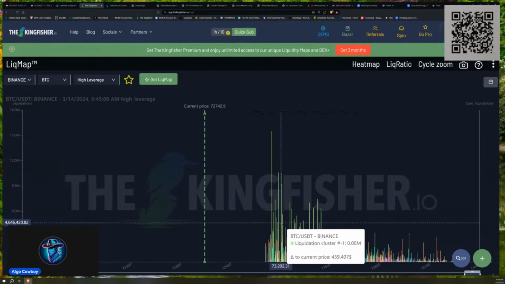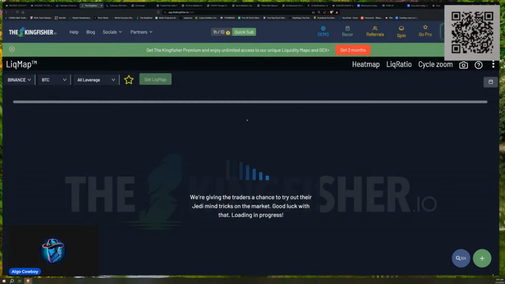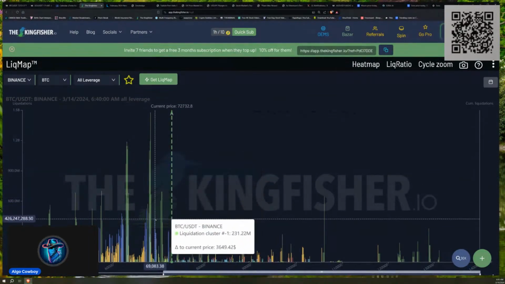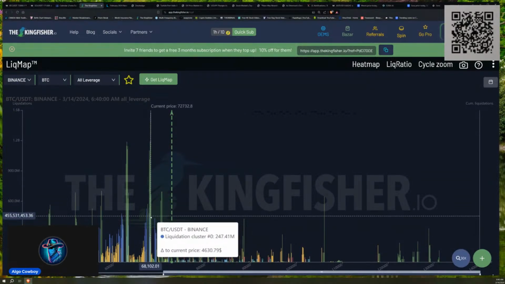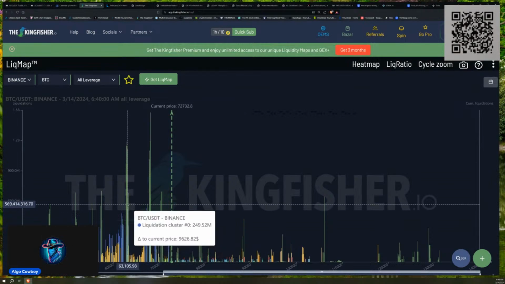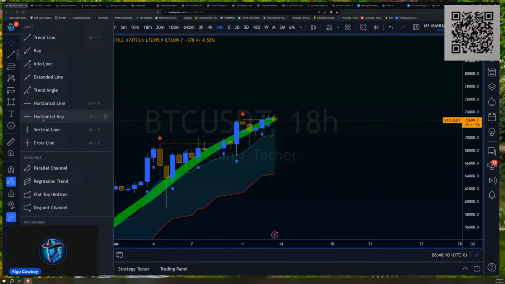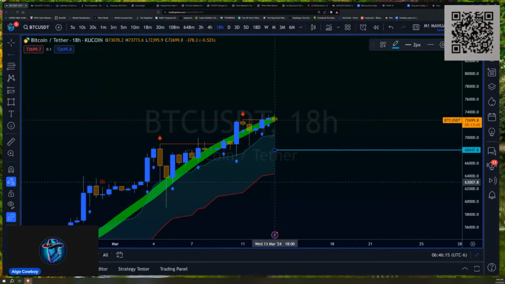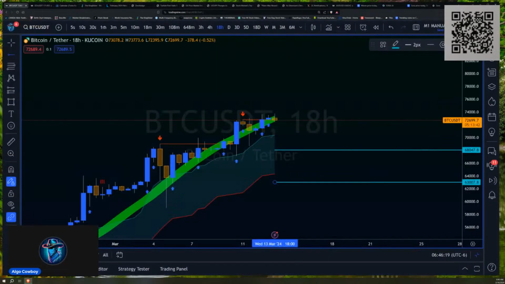There's a lot of liquidity up just above 73,000. We'll keep that in mind, but I want to see all leverage. Okay, so price is at this green dotted line right here, and there is a lot of liquidity sitting at 70,600, 68,000 or so, and about 63,000. Let's mark those out. Here's 68. Here's 63. And then what did we say? Right at about 70,500, we'll say. Okay.